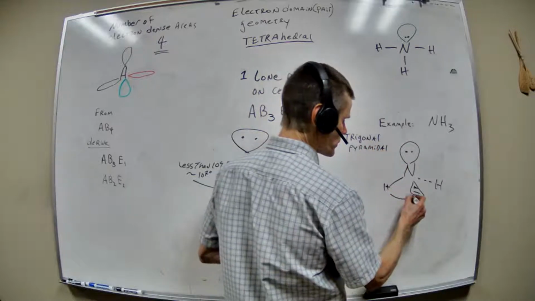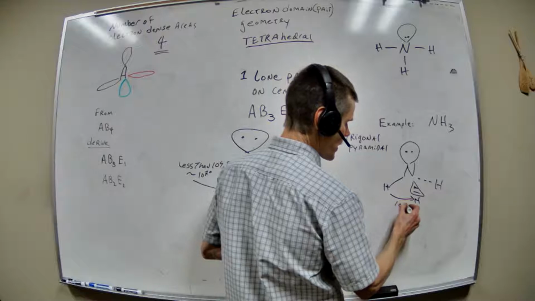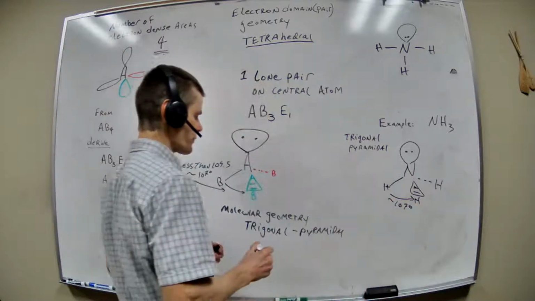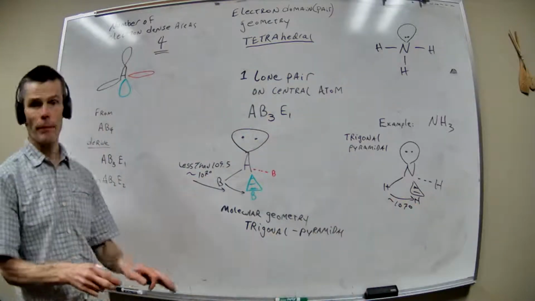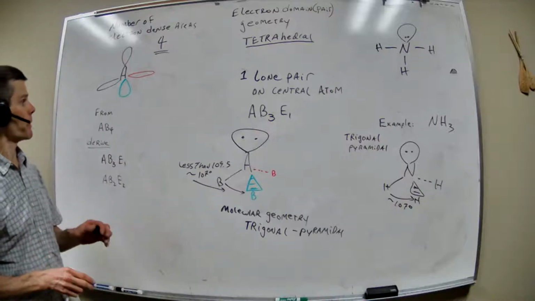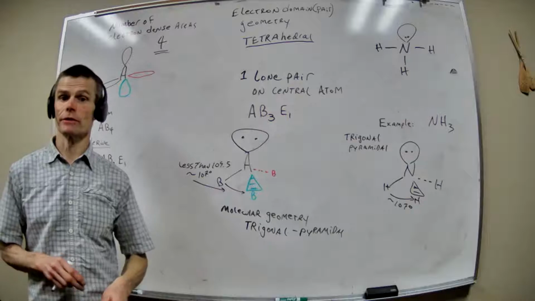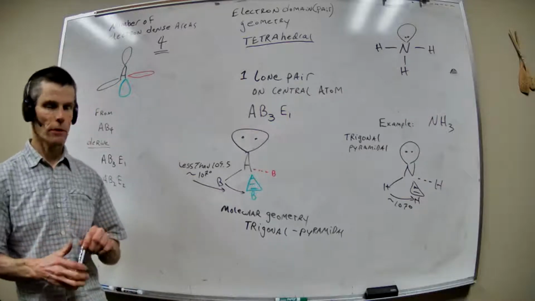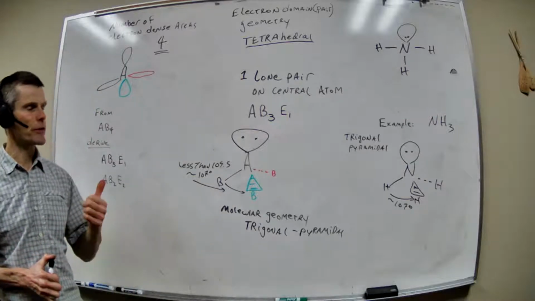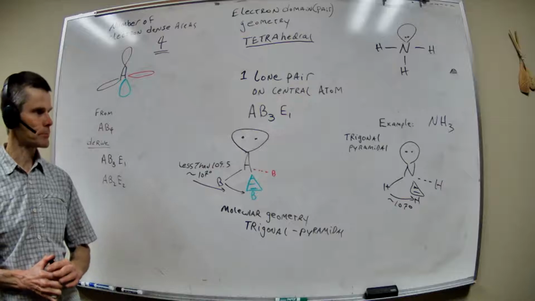Bond angles are about 107 degrees. Notice they're compressed from the original 109.5 that we would expect a tetrahedron to adopt. So NH3 follows this type of structure.